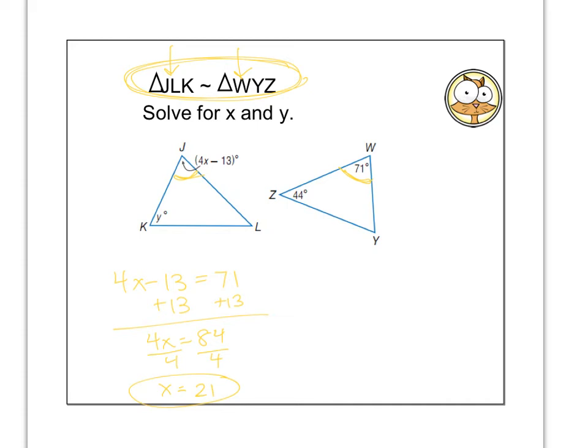Now we also have to do y. Now y is here at K. K is the last letter. It should match up with Z. So since angles are congruent in similar figures, y is 44.